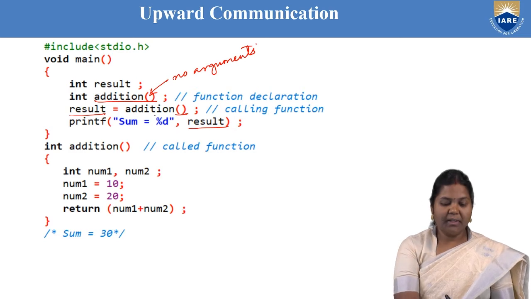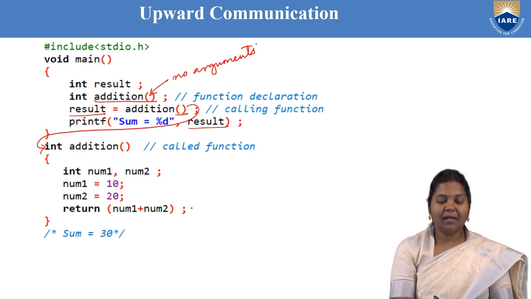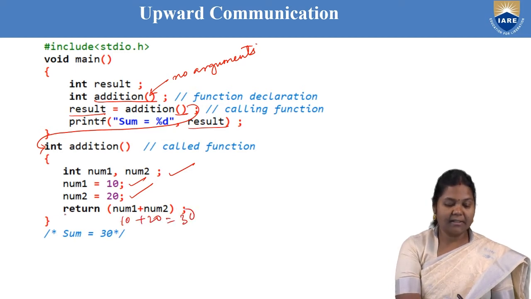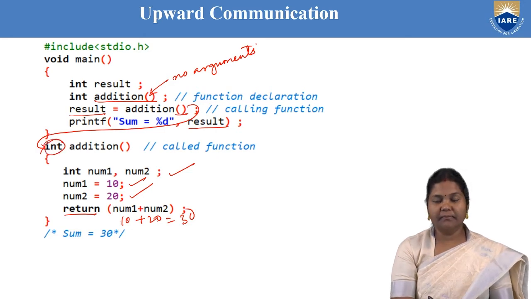Whenever the addition function is called, the control goes to the addition function. You can see over here in the called function, we didn't receive any argument or parameter. Directly we have declared two local variables num1 and num2 containing the values 10 and 20, and then we return the sum of num1 plus num2, which is 10 plus 20, which is 30. This 30 is of integer type, so we have written int here.